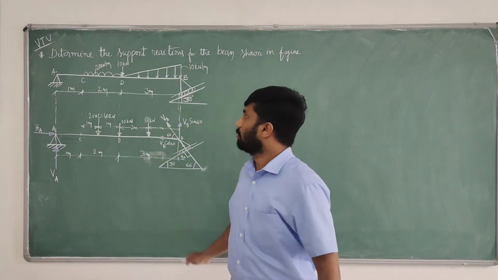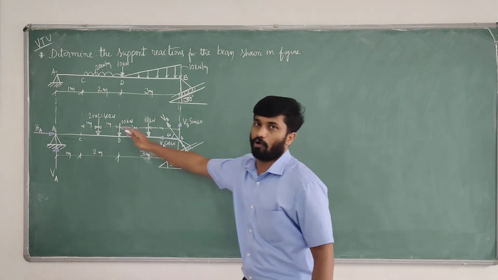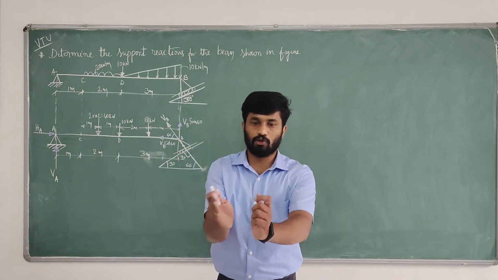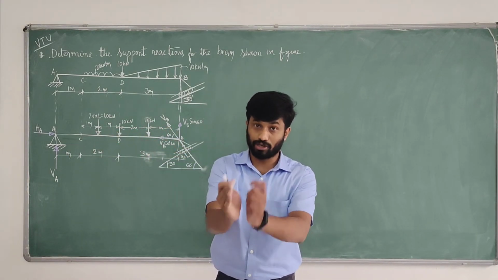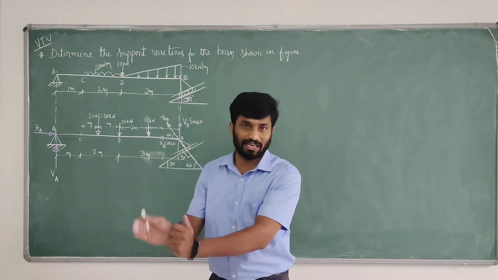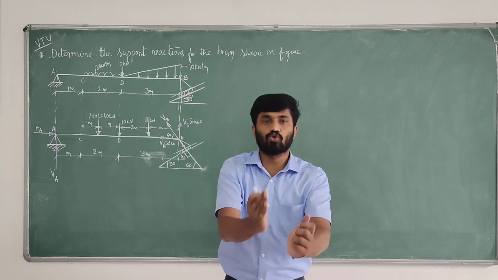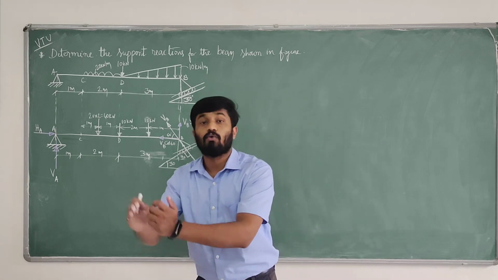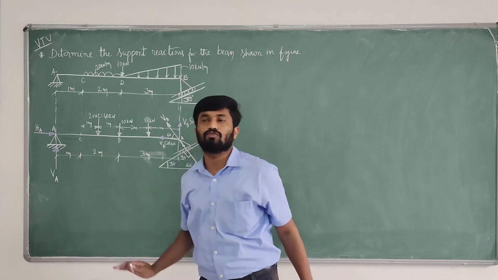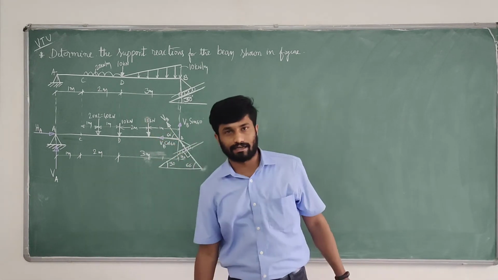It's very simple. Reduce all distributed loads into point loads. For UDL, W into L acts at L by 2. For UVL, uniformly varying load, WL by 2 acts at 2/3 of the distance from the apex, 1/3 of the distance from the base. So this is regarding the free body diagram.